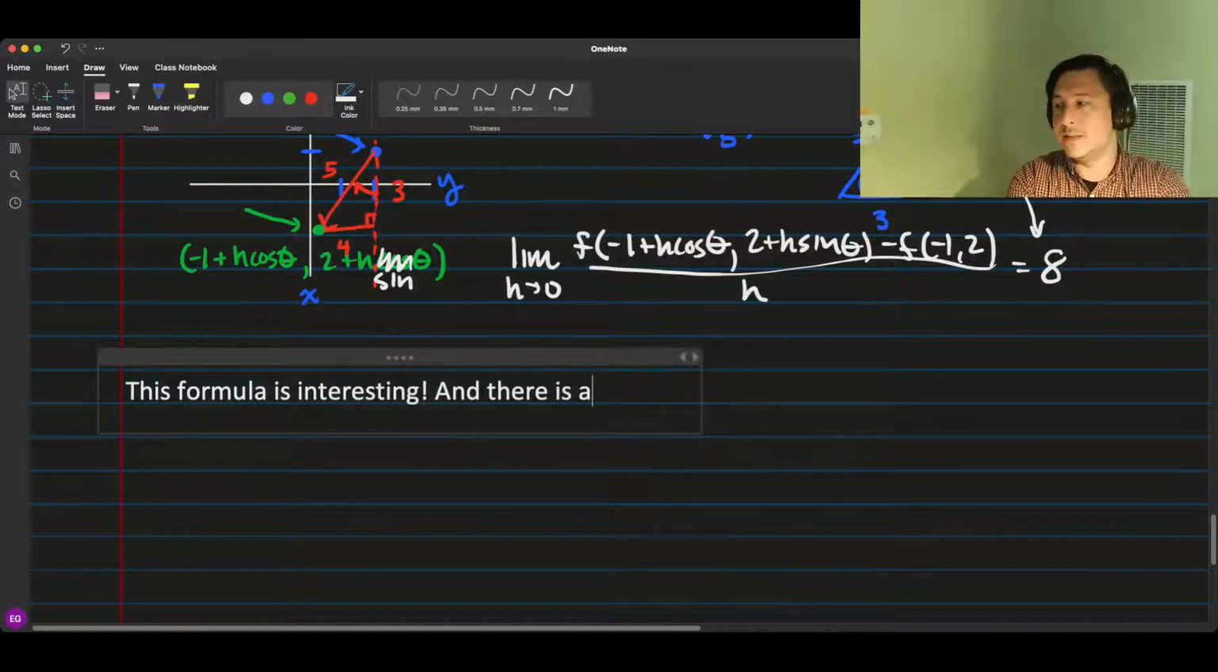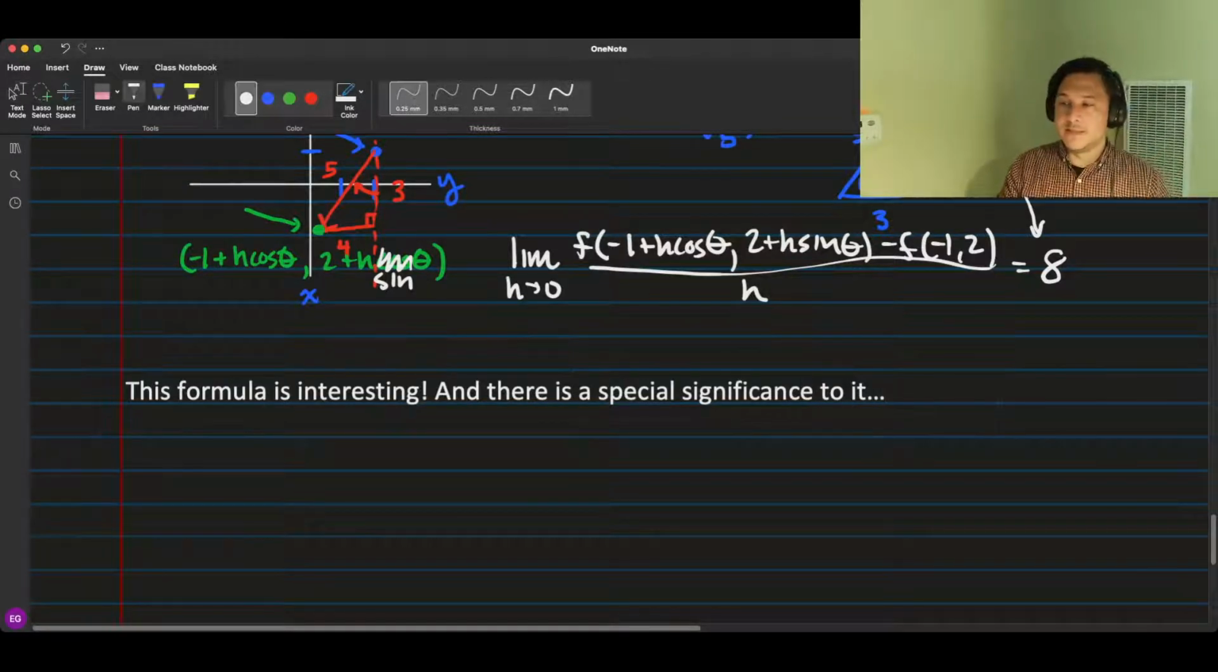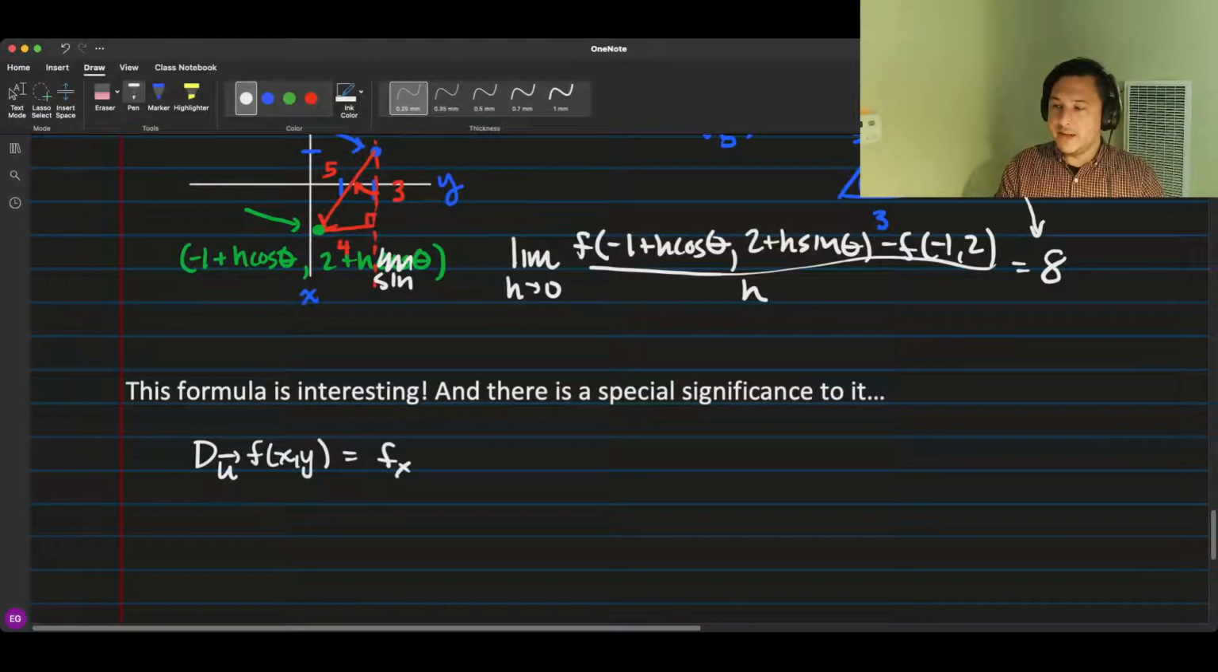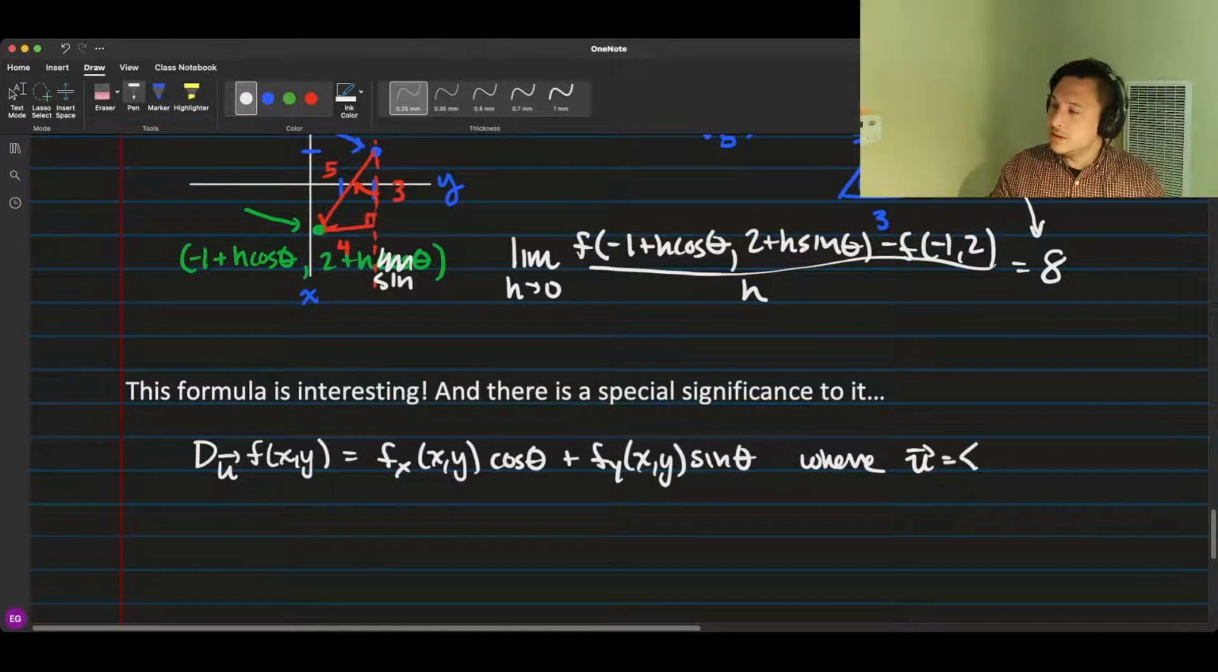And there is a special significance to it. Okay, so what's the formula I'm talking about? I'm saying if you want the directional derivative, the derivative in the direction of u for your function f, that's the partial of f at x, y times cosine theta plus the partial of f with respect to y times the sine of theta, where u has those components cosine theta comma sine theta.